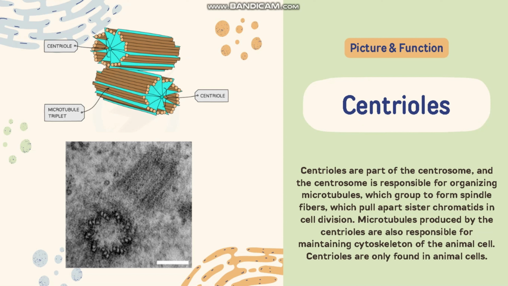Microtubules produced by the centrioles are also responsible for maintaining the cytoskeleton of the animal cell. Cytoskeleton is like the network of proteins and filaments that hold the structure and the shape of a cell. Centrioles are only found in animal cells, you won't see them in plant cells.